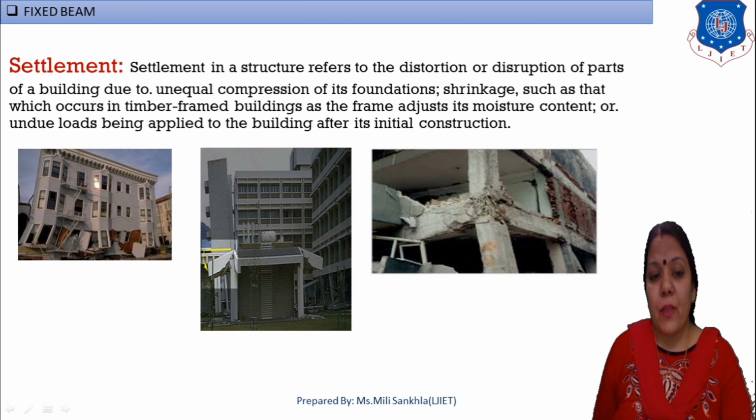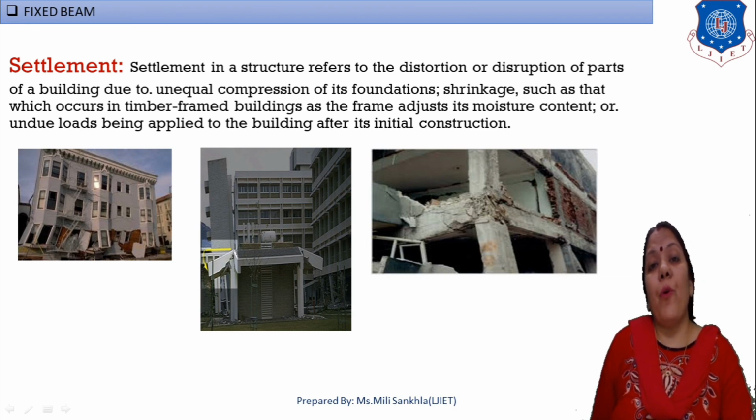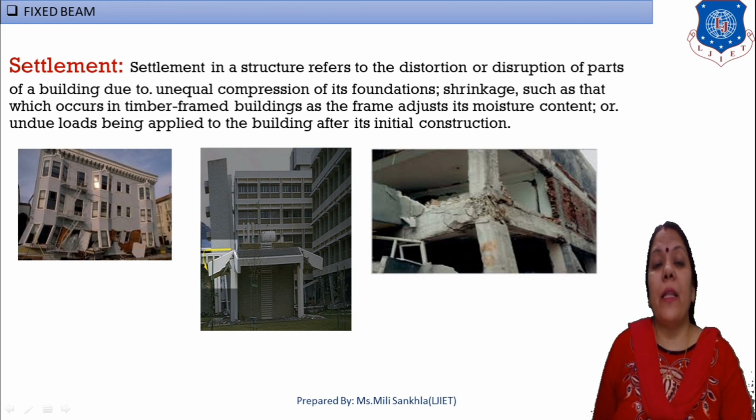In the second figure this cantilever beam is settled down, and again here the beam column joint is collapsed. The reason is that if our support is settled down due to any condition like earthquake, moisture content, or shrinkage, there are so many causes for settlement. If the construction of the footing is not proper, in that condition our support settles down, and because of this our building will collapse, like our building will fail this way.